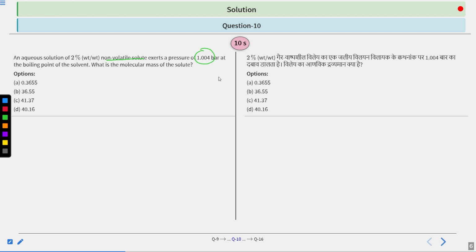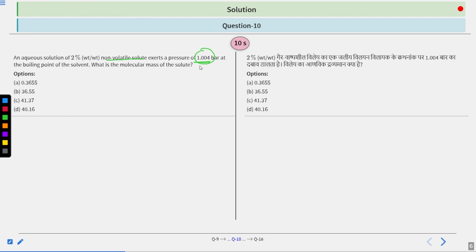Clear? So the question is saying that you have an aqueous solution which is 2% weight by weight. I have already explained what it is. This solution is exerting a pressure of 1.004 bar. So P total is given, and that is at the boiling point of the solvent. This is the pressure being exerted by the solution at the boiling point, right? So this is given. What you have to calculate is the molecular mass.